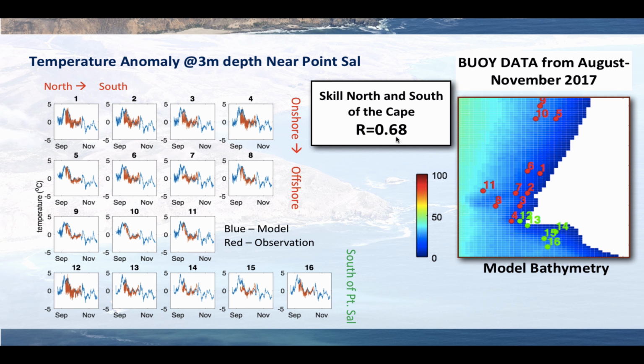And again, this is a visual inspection of the data. In blue, the model, and in red, the observations. And we can see that it's tracking quite well. And this is temperature, again, at 3 meters.